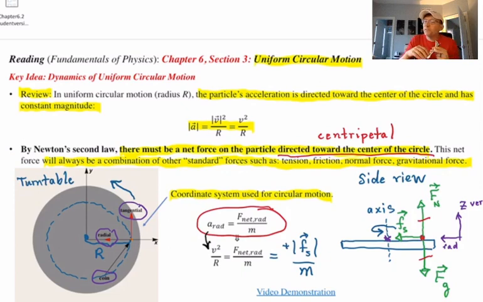So this force towards the center, depending upon what's going on, can come from any of a number of different situations. Here's even another one that I want to show you. This one is one of those giant swing rides in an amusement park.